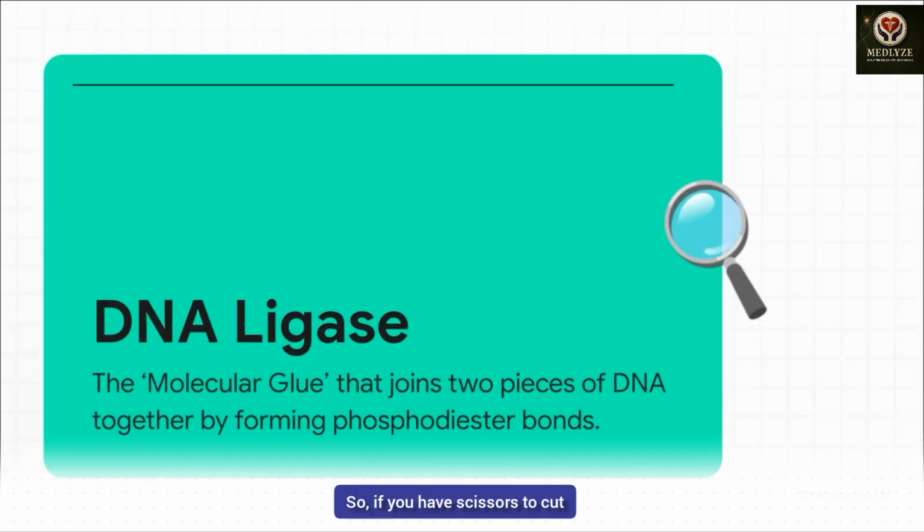So, if you have scissors to cut, you must also have some glue to join things back together, isn't it? Well, our molecular glue is an enzyme called DNA ligase. Its only job is to join two pieces of DNA together by forming strong bonds, permanently sticking them together.